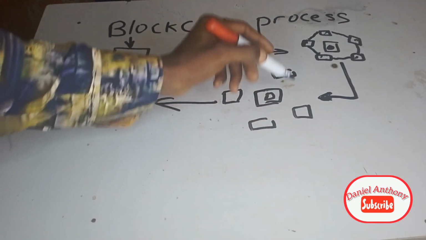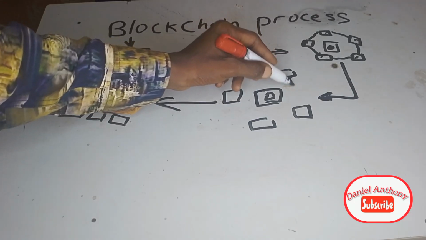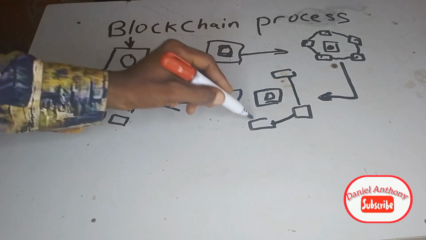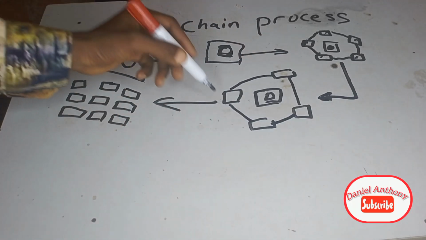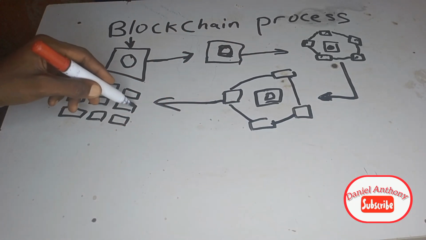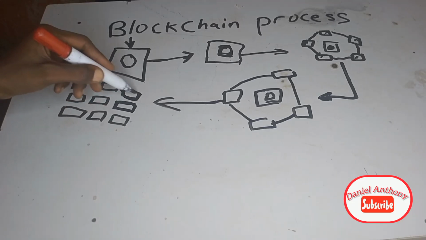Then if they send it to the next stage for confirmation, all of the nodes will now equally unify and agree that, okay, this transaction is legit. Let us permanently store it in the network in a block format. So your transaction will be permanently recorded in a block format.